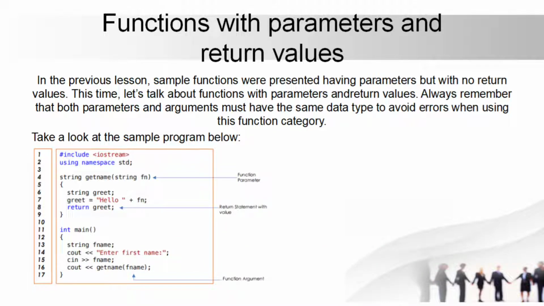Functions with parameters and return values. In the previous lesson, sample functions were presented having parameters but with no return values. This time, let's talk about functions with parameters and return values. Always remember that both parameters and arguments must have the same data type to avoid errors when using the function category. Take a look at the sample program below.